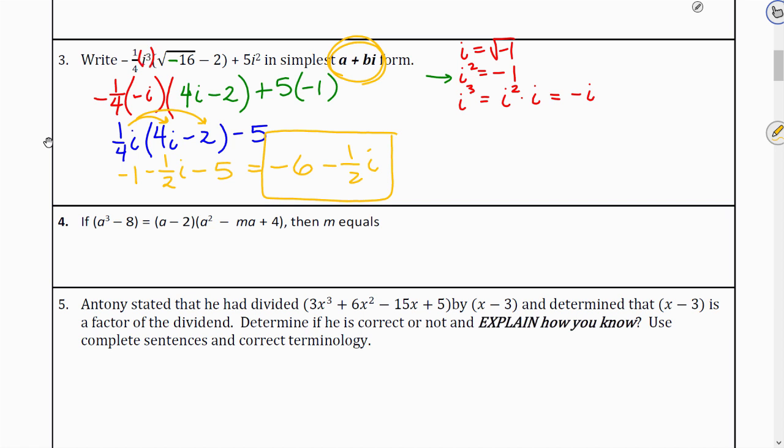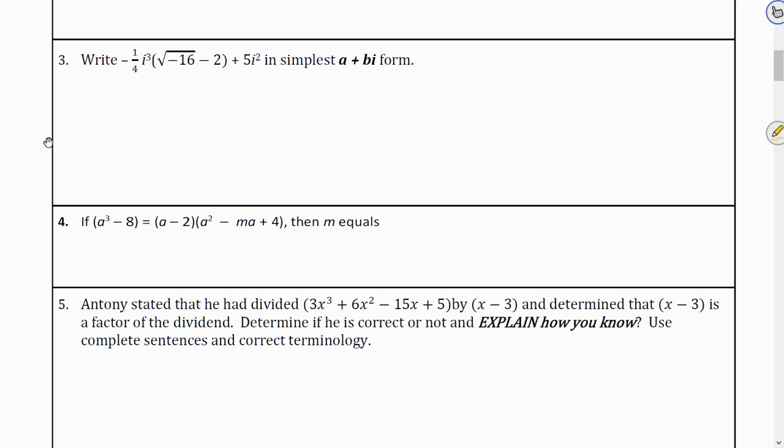Okay, number 4, I should have left that up there. Oh well. Number 4 is pretty simple if you know how to factor the difference of cubes. On the packet, it's a sum of cubes, but it's a very similar process. Okay. Now I know they do this a little different than the other Algebra 2 teachers, so I'll just explain it the way I do it.